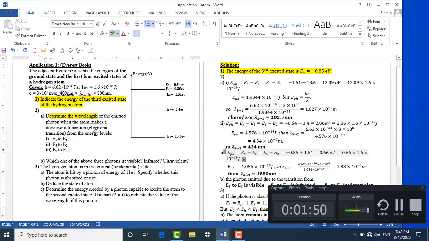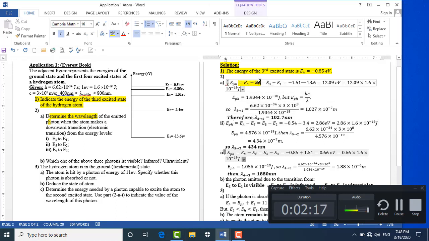Wavelength, lambda, of the emitted photon due to the de-excitation of the atom, due to the downward transition of the atom from the energy levels E3 to E1. First of all, E photon equals E high minus E low, and E high minus E low equals E3 minus E1, equal to 12.09 electron volt. Convert from electron volt to joule, multiply times 1.6 times 10 power minus 19.